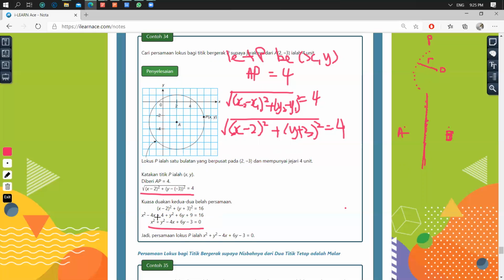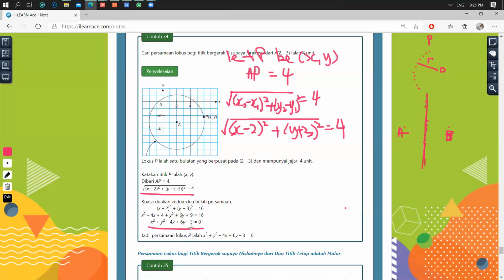Then move on to x, negative 4x here, that's the only x here, so we just copy down minus 4x. Same for the y, this is the only y here, so just write down plus 6y. Next one is the constant, 4, 9, 16. 4 plus 9, 13. 13 minus 16. When you move this 16 over, it becomes negative 16. So 13 minus 16, that's negative 3. So write negative 3 equals to 0.